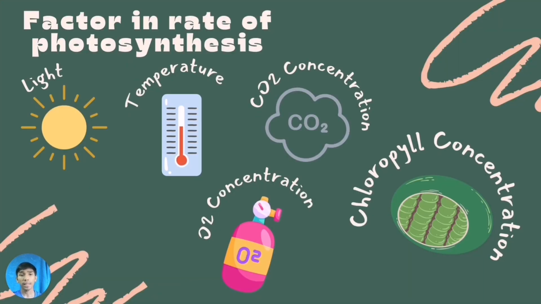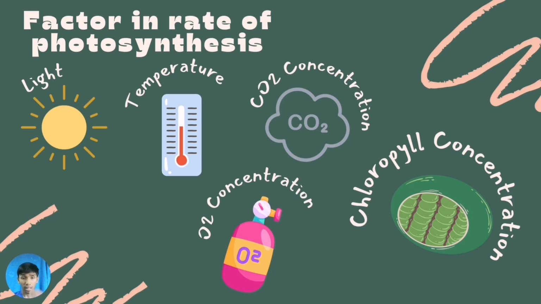Next, the factors in the rate of photosynthesis. What are the factors that affect the rate of photosynthesis in plants? The first one is light. The higher the light, the higher the rate of photosynthesis in plants. Next, the temperature. The higher the temperature of the environment, the higher the rate of photosynthesis in plants.